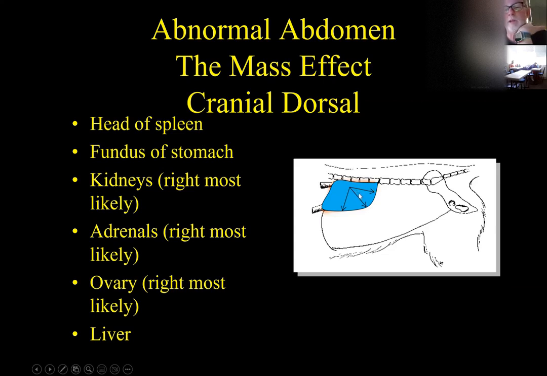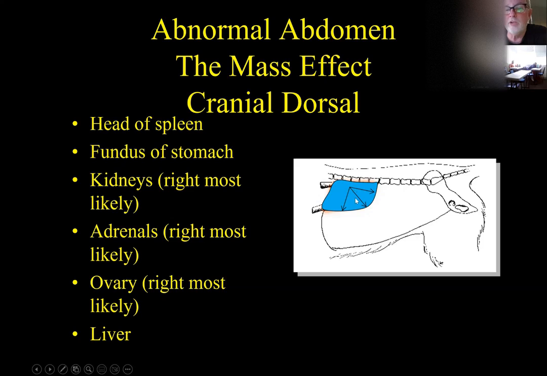Well, we said the head of the spleen lives up there. So that could be a splenic mass in the head of the spleen that pushes everything else away from it. We said the fundic region of the stomach lives up there, so it could be something in the stomach wall itself, gastric adenocarcinoma or lymphoma living in the stomach wall, that pushes stuff away from it. It could be the kidneys. The right kidney, especially because it's usually more cranially located, but you could have a mass in the kidneys or a big cyst in the kidney that grows and grows, and as it grows, it pushes everything else away from it.